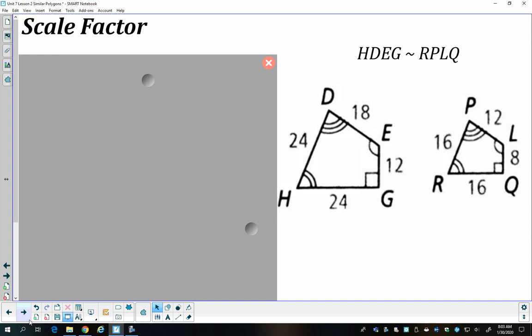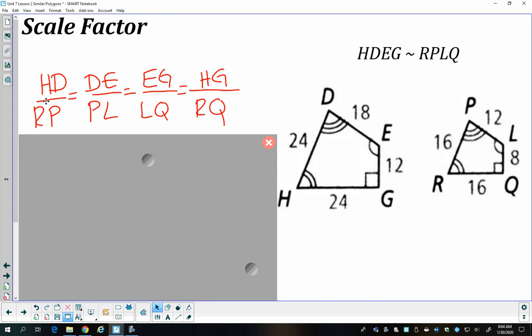So that value, that fraction that all the ratios simplify to, is what we call a scale factor. It relates one polygon to the other. And so I know that these two polygons are similar because I have this similarity statement up here. And so now I know how long all the sides are, and I know that those are all the sides that correspond.